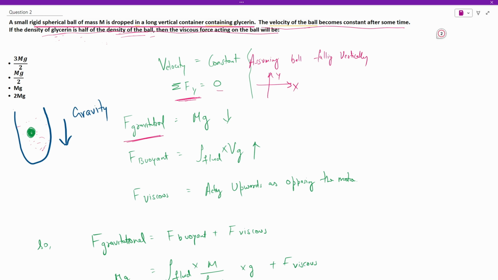First is the gravitational force, which is acting in the downward direction with the magnitude of mg, and the second is the buoyant force, which is acting in the upward direction, and its magnitude can be given by the density of fluid times the volume of the ball multiplied by the acceleration due to gravity, because we know that the magnitude of buoyant force is equal to the weight of displaced fluid. Now the unknown force is the viscous force, which acts in the opposite direction of the motion. So when the ball is moving downwards, it will act upwards.